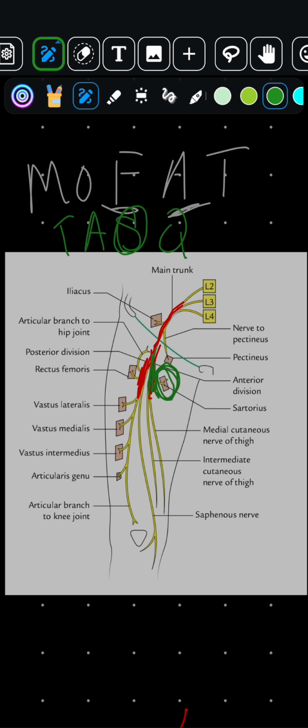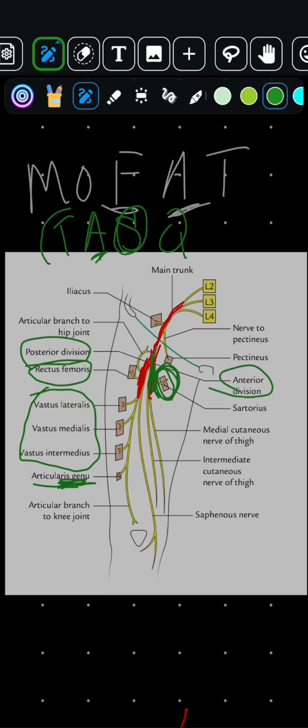So from this TASK, you have things like articularis genus. You have things like the quadriceps femoris. The quadriceps femoris is going to be all these three guys here, and also the rectus femoris. The rectus femoris is going to be innervated by the posterior division, while the anterior division is only going to supply the sartorius muscle.